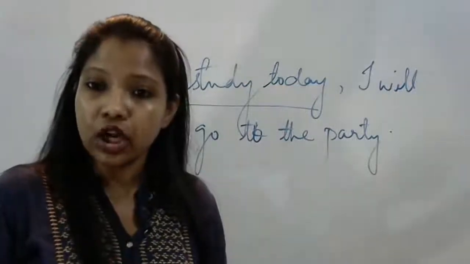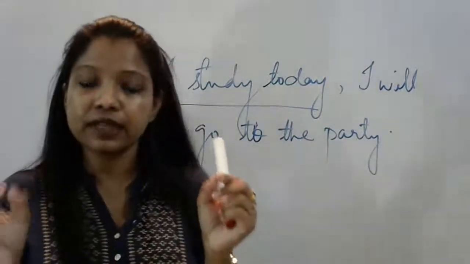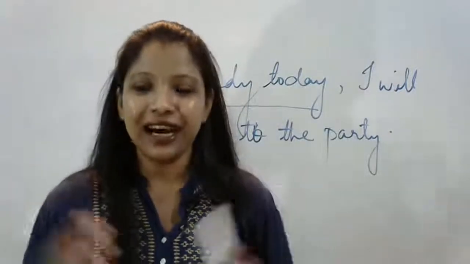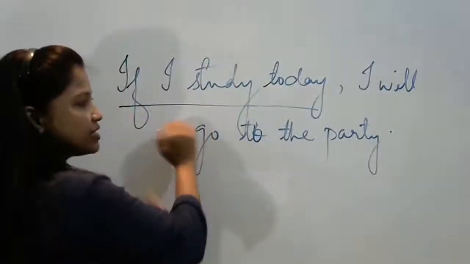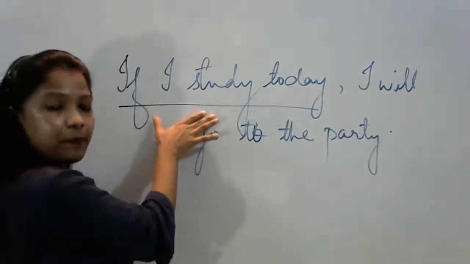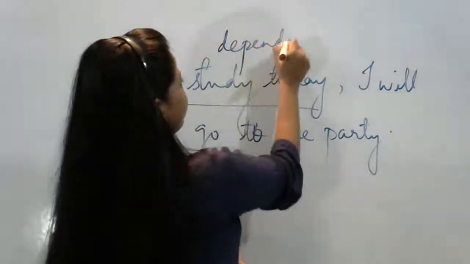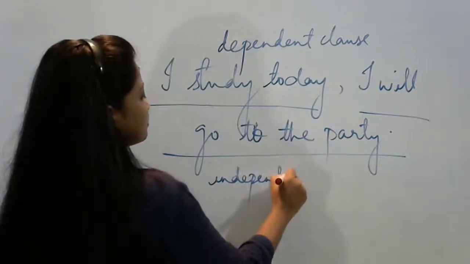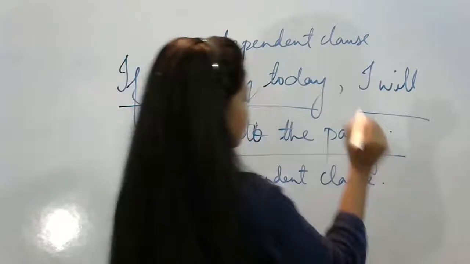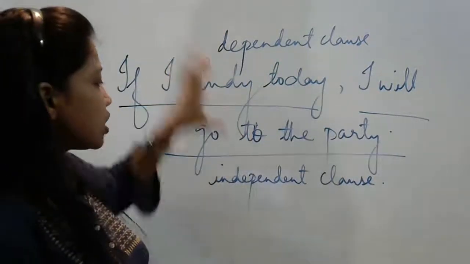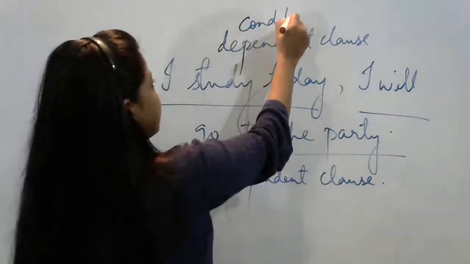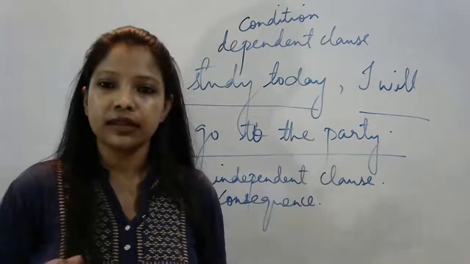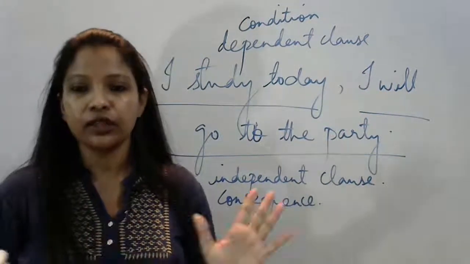Now, why is it called a dependent clause? Because if I just frame the sentence, if I study today, this sentence as a whole is not complete until you add another part of the sentence. Hence, this part of the sentence depends on the other part. So we can say this is the dependent clause, and this part goes under the independent clause. So this part is the dependent clause, this part is the independent clause. This can also be called the condition part, and this can be called the consequence part. That's enough. If you remember this much, that's more than enough for you.